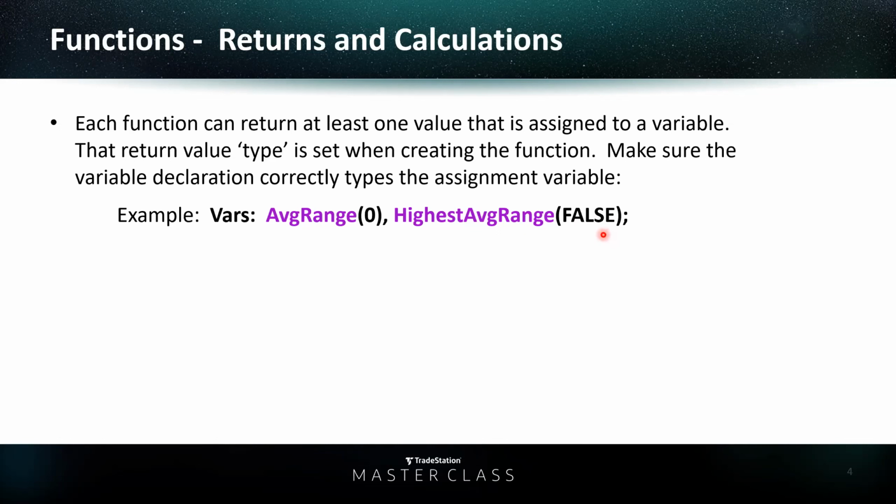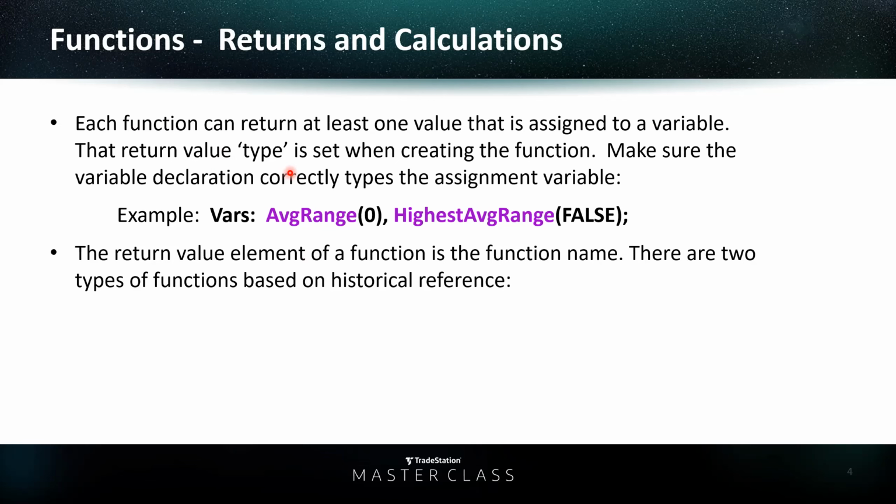So this is the way that you tell EasyLanguage what is going to be contained inside of that variable. And that applies to the function as well. We just need to make sure that we are creating the type of variable that we want to use in our EasyLanguage. The return value element of a function is the function name. So we're going to use that function name just to reference whether it be a numeric expression or the true/false expression.